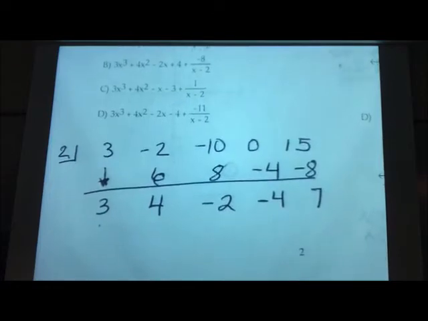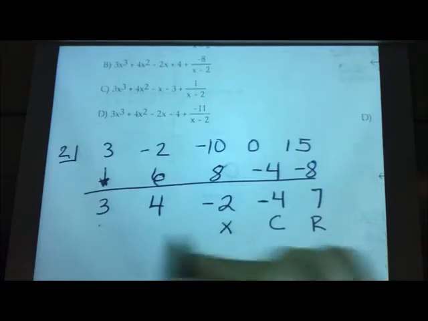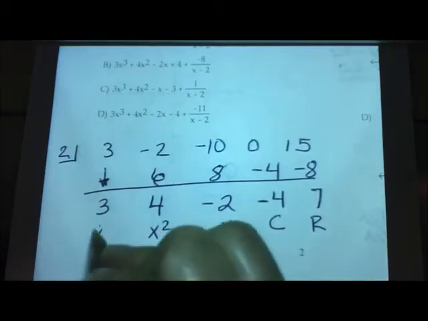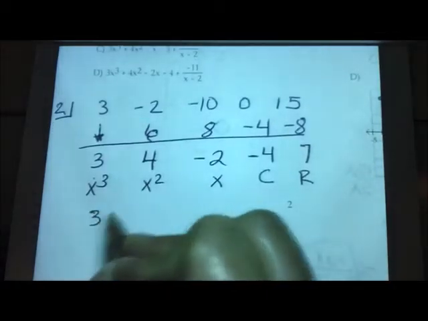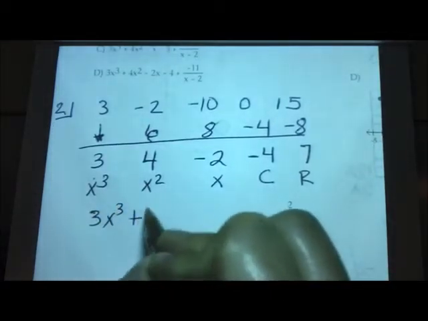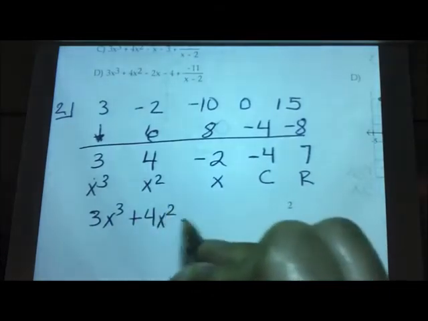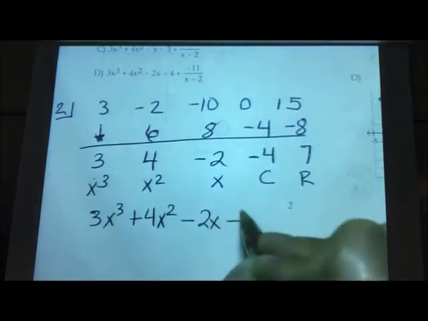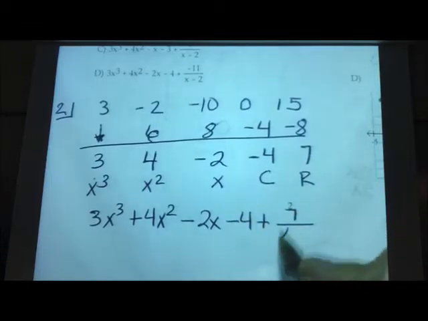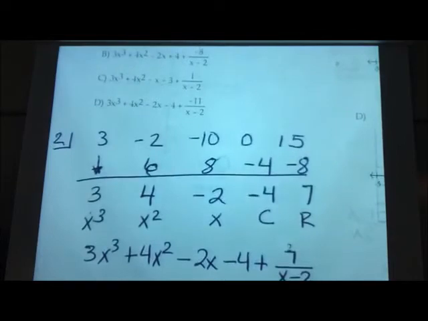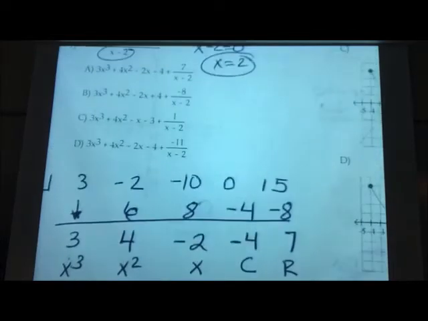Now keep in mind, your last number would be your remainder. This is your constant, this is your x, this is your x squared, and this is your x cubed. So the final answer would be 3x cubed plus 4x squared minus 2x minus 4 plus the remainder over your divisor, which was an x minus 2. So if I look at this and I look at my answer choices, the only one that matches it would be A.